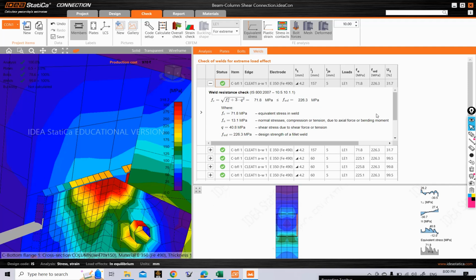So after looking at the detailed design results for our plates, bolt and weld, we have come to the end of our lecture here. So we have also completed now the design of our beam column shear connection.